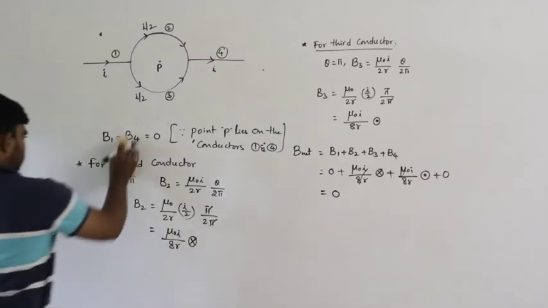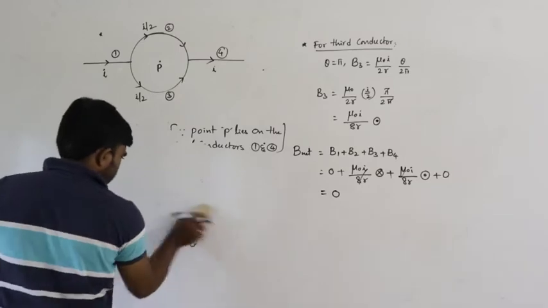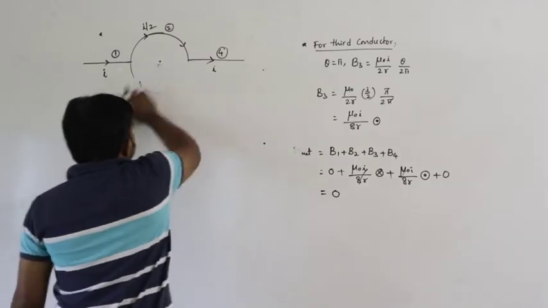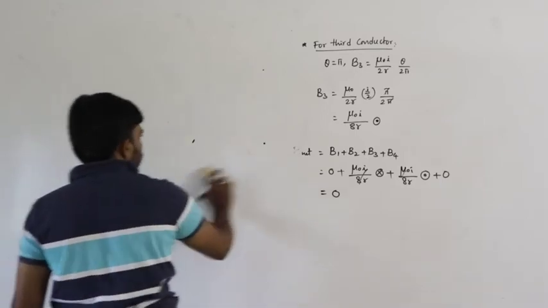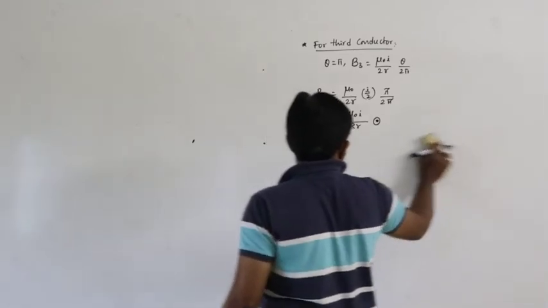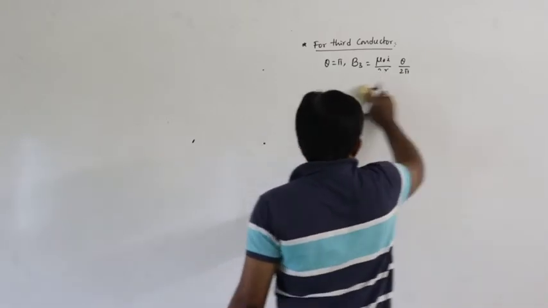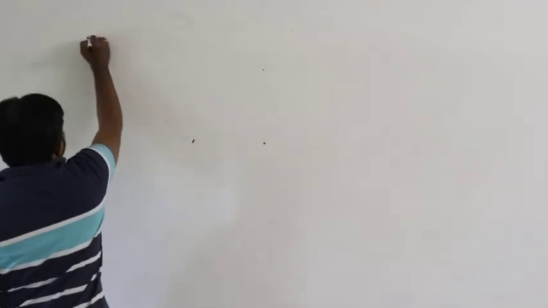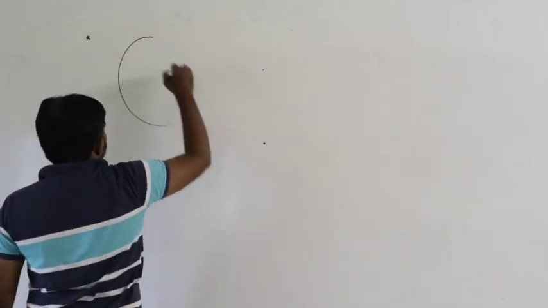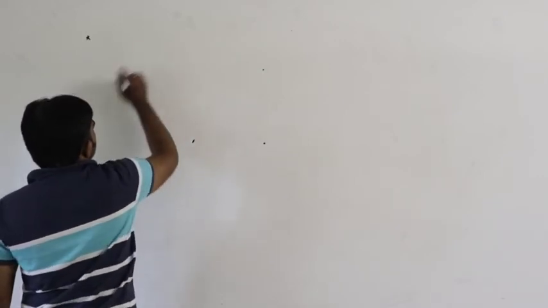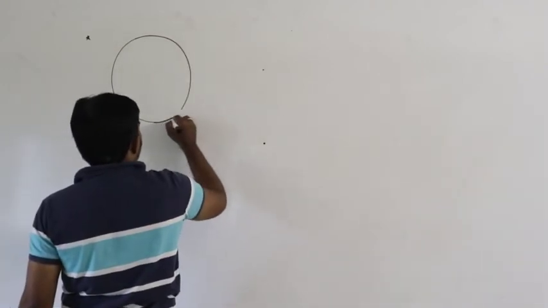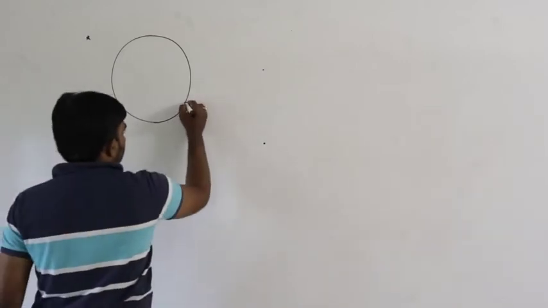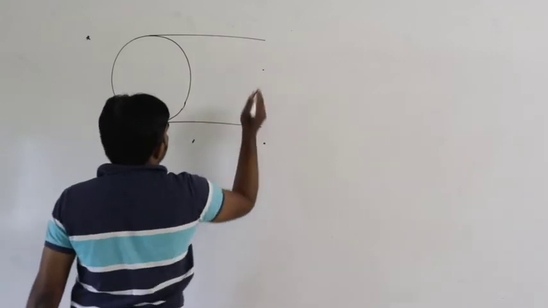Next condition, again a circle. Here this is the shape of the conductors.